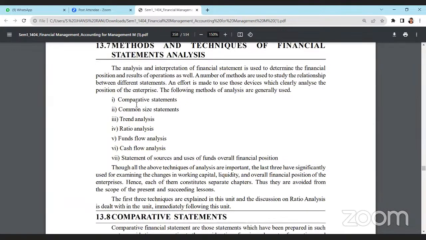These are the different financial statement analyses that are followed, which help the management, as well as internal and external users, to understand better. You can see here common size, comparative, trend analysis, ratio analysis, funds flow analysis, and cash flow analysis. So first in this unit, we will try to know these three things: comparative statements, common size statements, and trend analysis. Let's see how they are calculated. Okay, it's very simple.